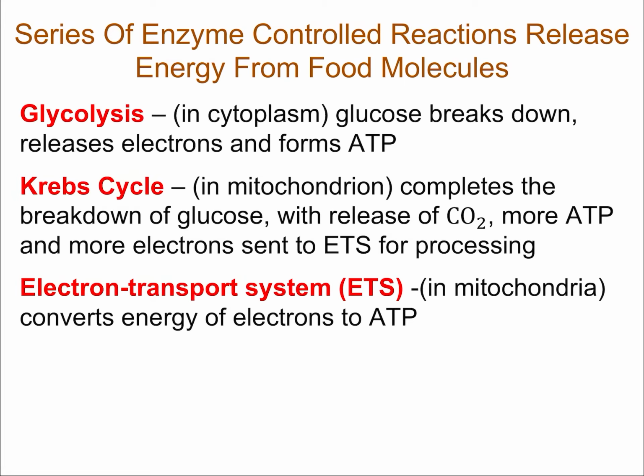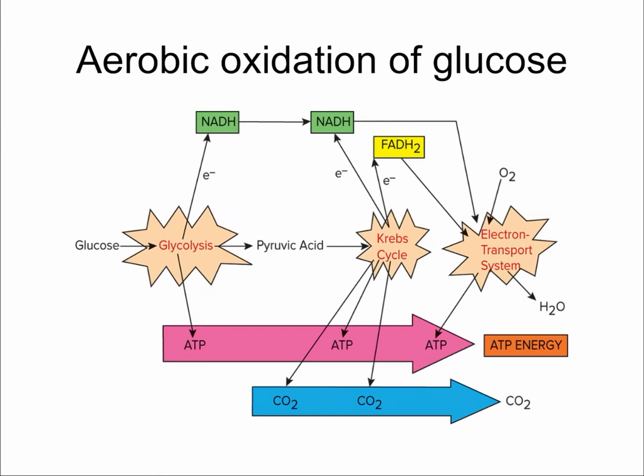Now, at that point in the mitochondria, the Krebs cycle occurs, which completes the breakdown of glucose with the release of carbon dioxide, more ATP, and then additional electrons, which are all going to be sent to the electron transport system for processing. This also occurs in the mitochondria and is going to convert the energy of electrons to ATP. So each of the three steps, no matter where they occur, no matter what they're called, the goal is to produce ATP, to take something we eat and turn it into something that can be used as energy in the cell.